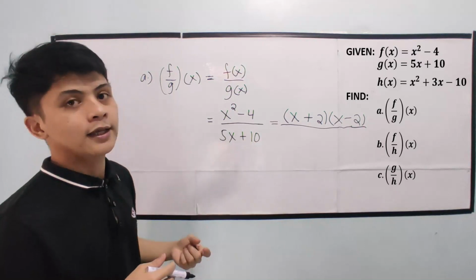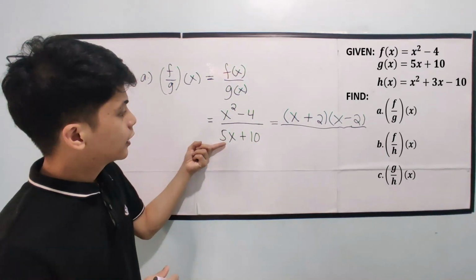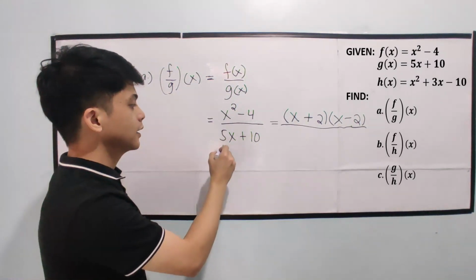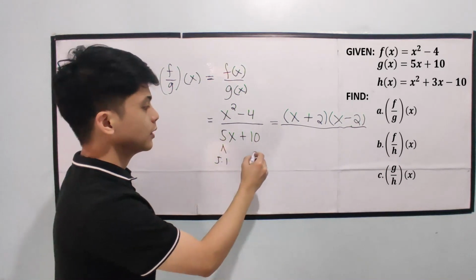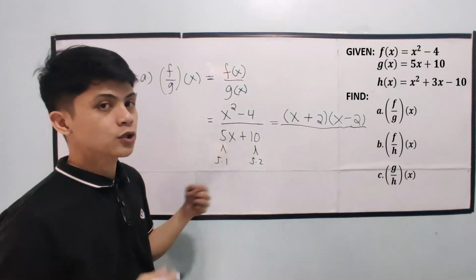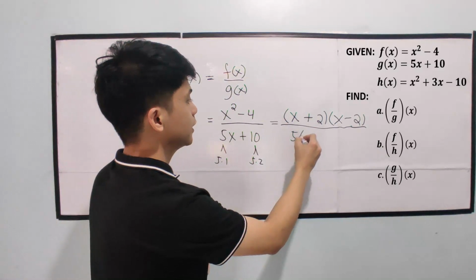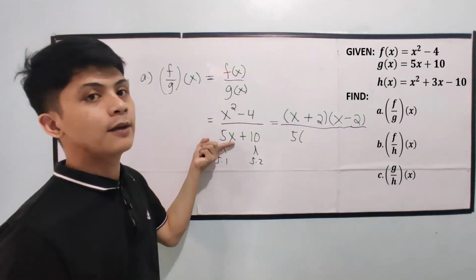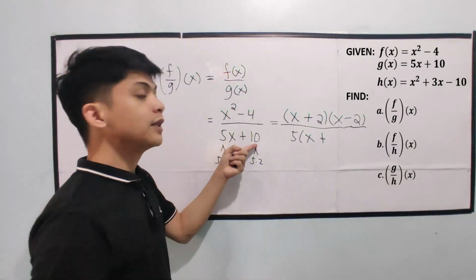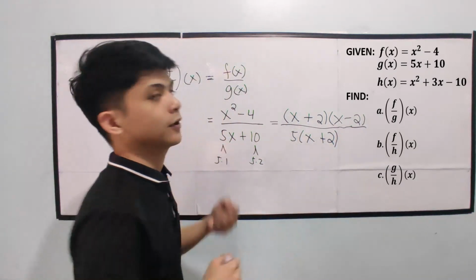Denominator, mapa-factor ba natin? Common monomial factoring. Meron silang common factor, that is 5. 5 times 1, ito naman, yung 10 is 5 times 2. So, GCF nila is 5. So, pwede natin siyang i-factor. Ilabas natin yung 5. Anong matitira dito sa 5x? 5x divided by 5 is x, plus 10 divided by 5, that is 2. So, na-factor na natin yung denominator.